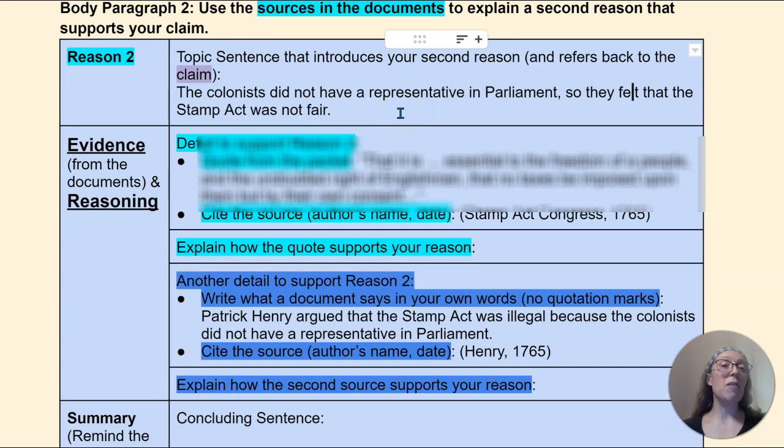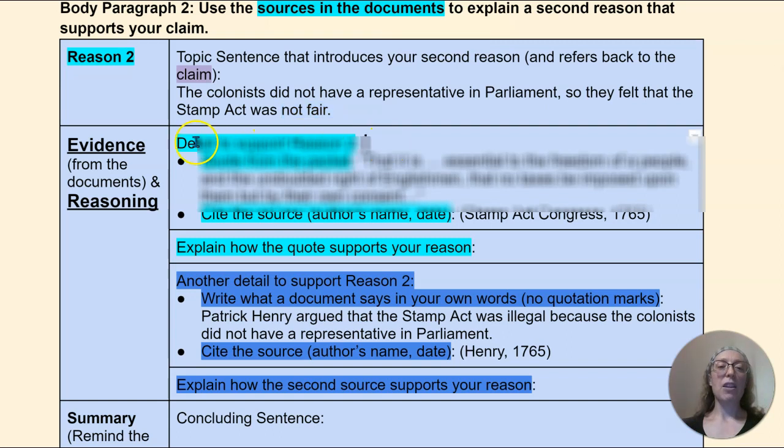Now, should you have the same topic sentence I have? No! You need to write your own, but see how I added just a little bit more to it. I brought in that whole idea of it not being fair or not justified. That helps remind readers of my thesis. So make sure you have a reference back to your claim.